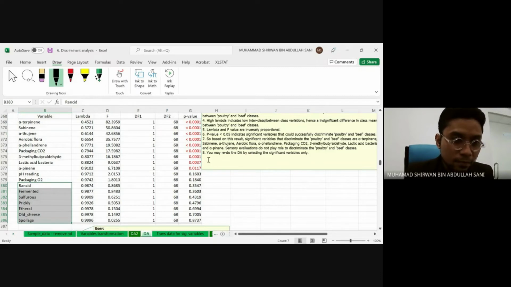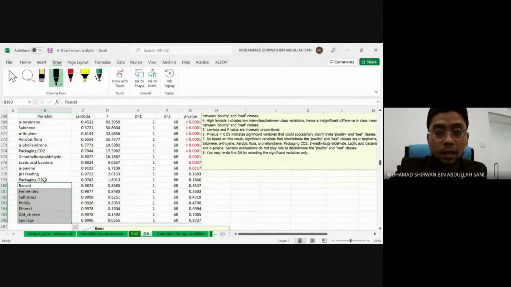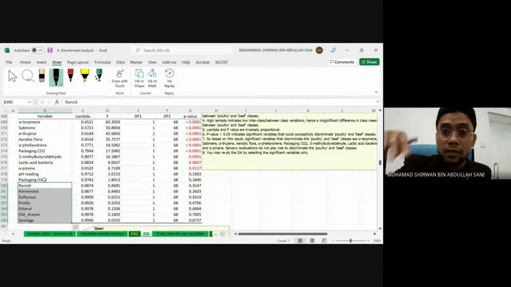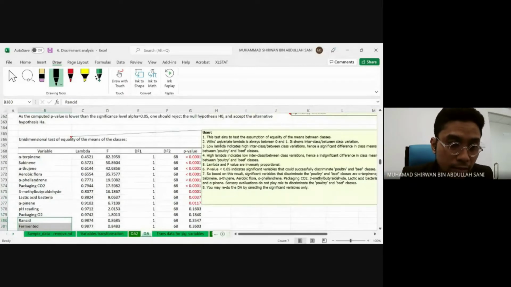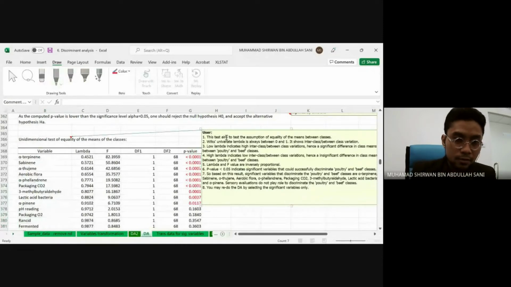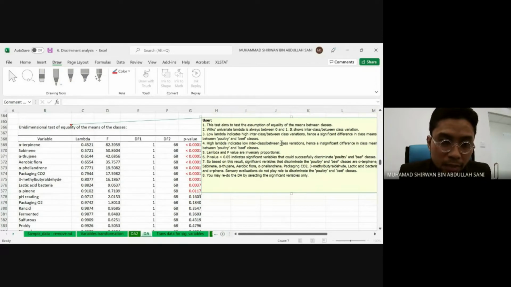So you can see here, those chemical tests and biological tests, because we have aerobic flora, it's actually enough to assist any enforcement or any researchers to identify whether one beef or one poultry sausage belongs to its particular grouping. So you can read here, this test aims to test the assumption of equality of the means between classes.